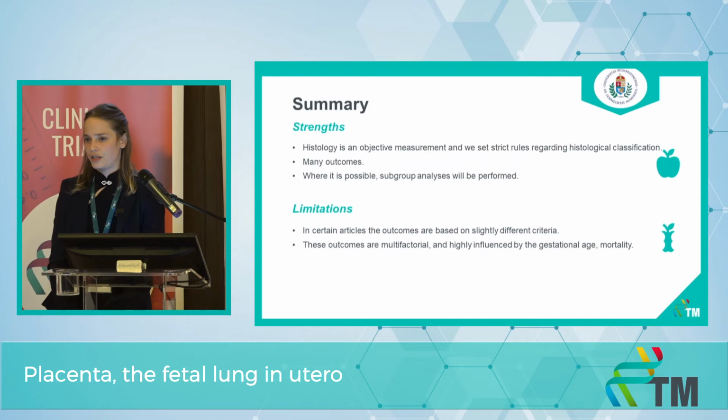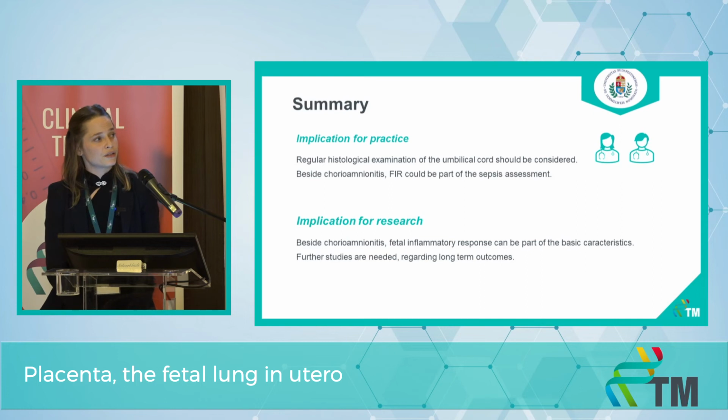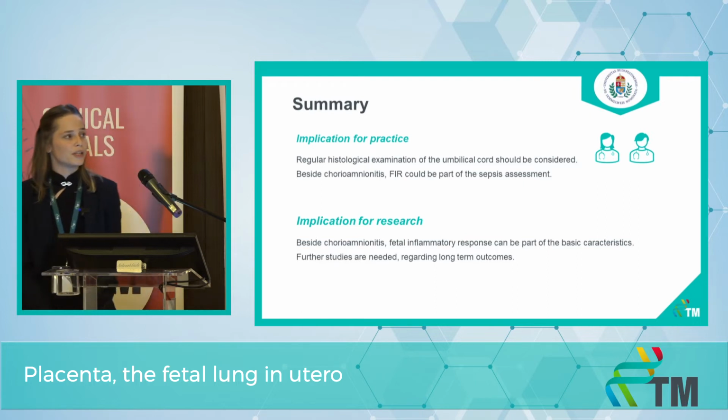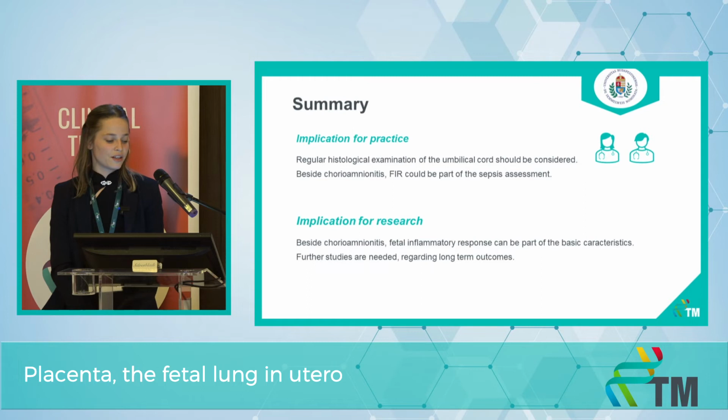Just as important are limitations. In certain articles, the outcomes are based on slightly different criteria. And these outcomes are multifactorial diseases, so they are highly influenced by different factors, such as gestational age or mortality. Our implication for practice is that regular histological examination of the umbilical cord should be considered, and fetal inflammatory response can be part of the sepsis assessment. Our implication for research is that beside chorioamnionitis, fetal inflammatory response can be part of the basic characteristics as well.